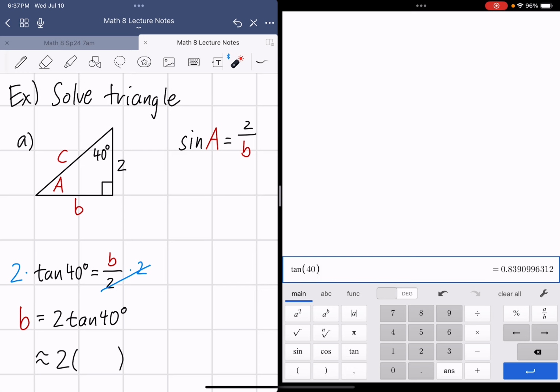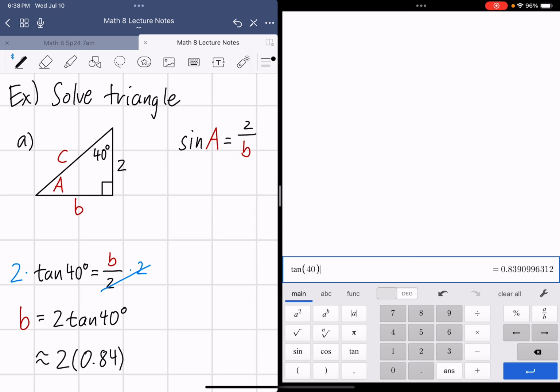I put in 40, I close, and then on the right side, I have my answer. I have 0.839099632. Now, plugging that in might be a little cumbersome. So, there's 2 ways that we'll use, right? And not every answer is going to always be exactly the same, but I'm going to round this to 2 decimal places. And that's usually a good rule of thumb, to round to 2 decimal places when it comes to this. I'm plugging in a degree, I'm getting out a terminal point.